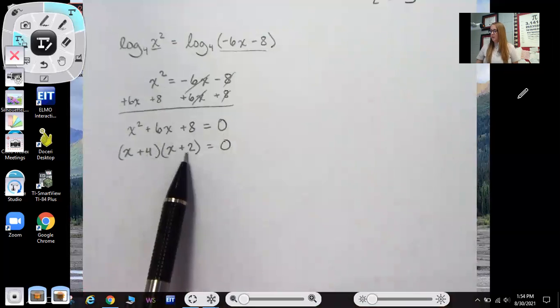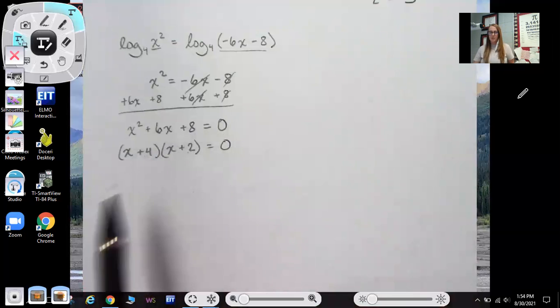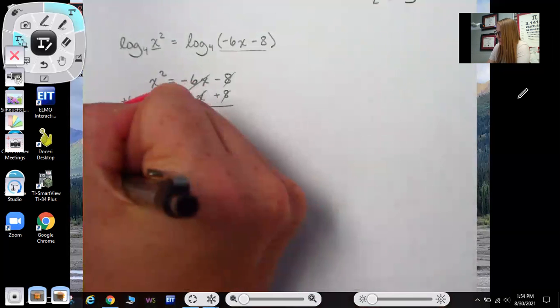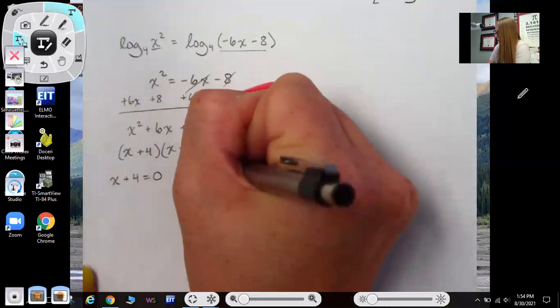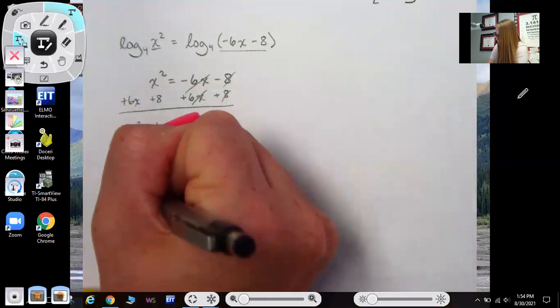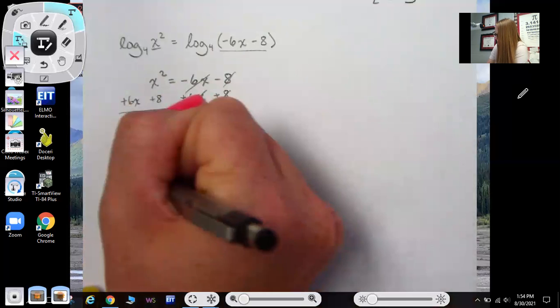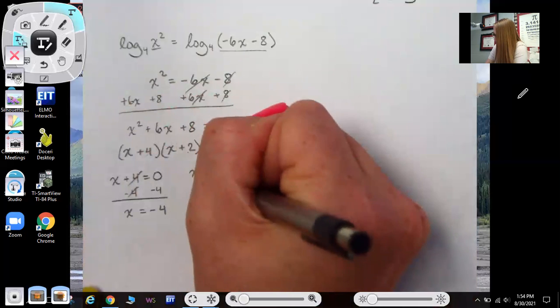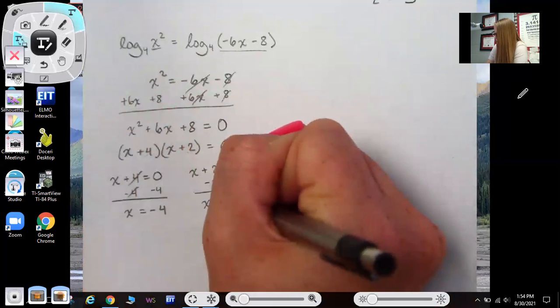Yep, 4 times 2 gives us 8 and 4 plus 2 gives us 6. So plus 4 plus 2. Then we're going to set each of these equal to 0 separately and solve for x. So we get x equals negative 4 and x equals negative 2.